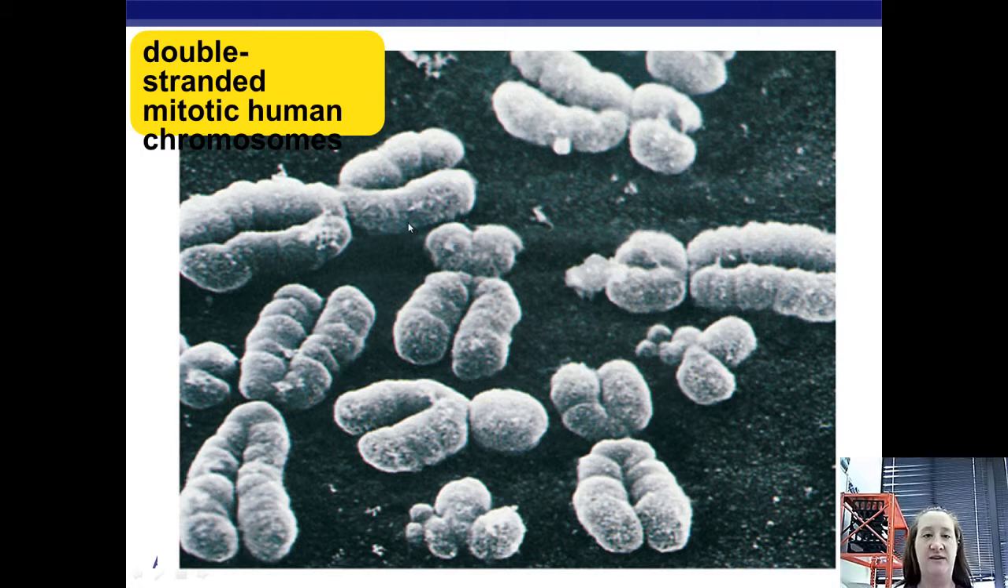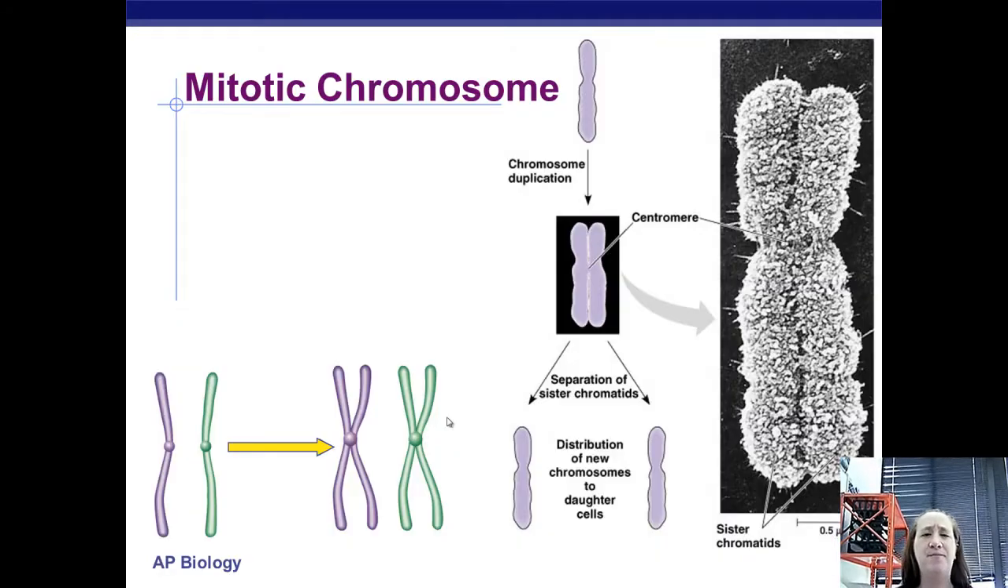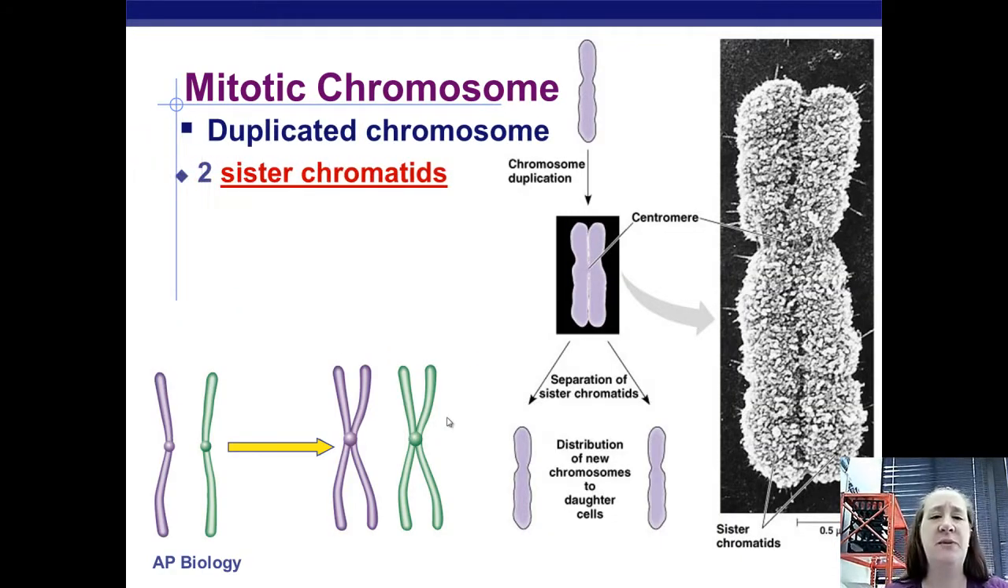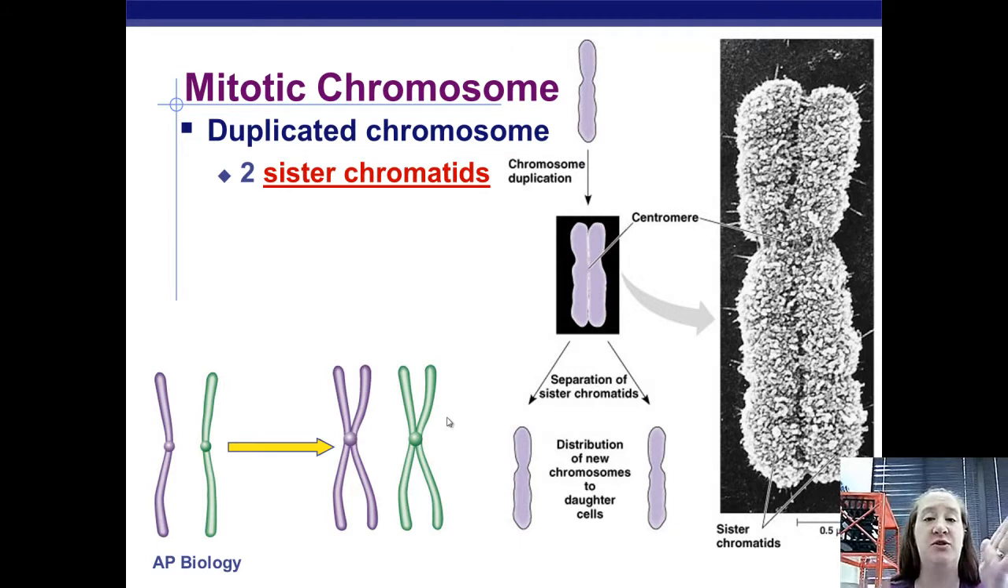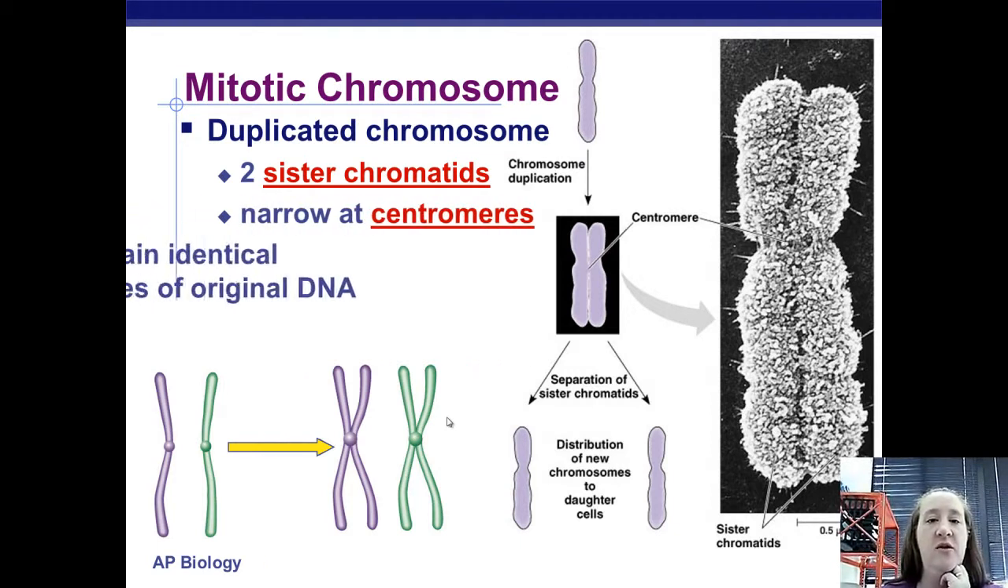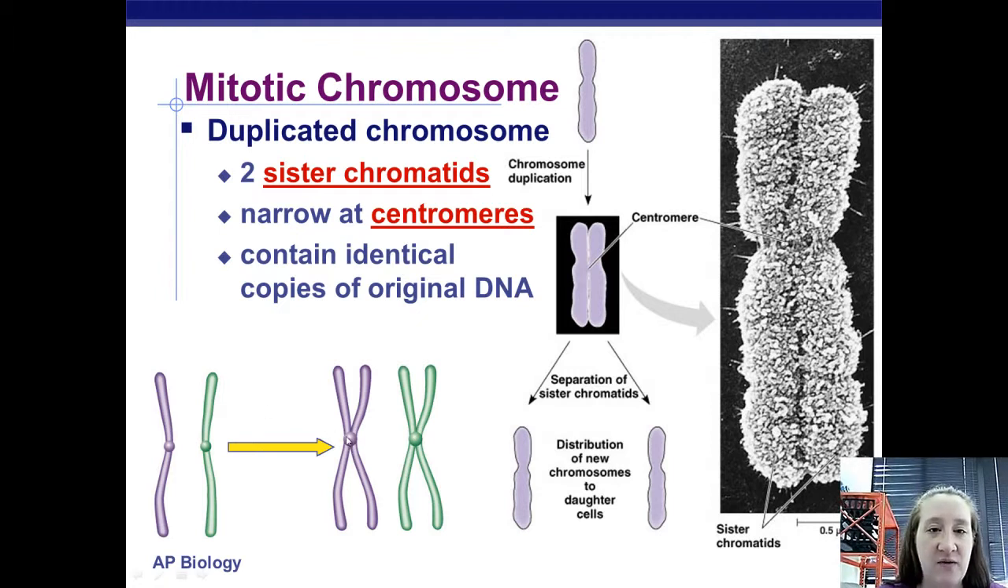Some of them are much more obviously an X. Some of them are kind of lopsided. It depends on the different chromosome and what kind of information is on them. So a duplicated chromosome is going to be made of 2 sister chromatids, held together at this middle spot called the centromere. And one side of the X is exactly the same as the other side of the X.